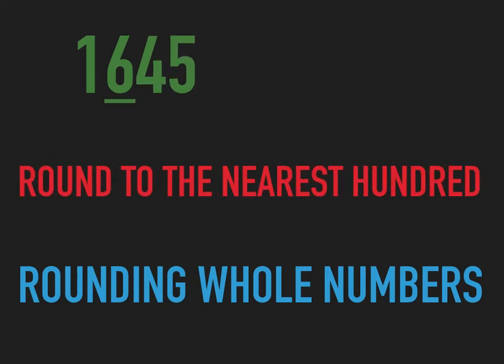Let's try another one. Let's round this to the nearest hundred. So I'm underlining the 6, evaluating the 4. Because the 4 is in the round down department, that means that the 6 does not change, and the 4 and 5 both change into zeros.